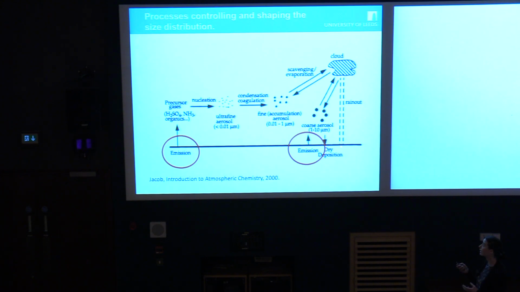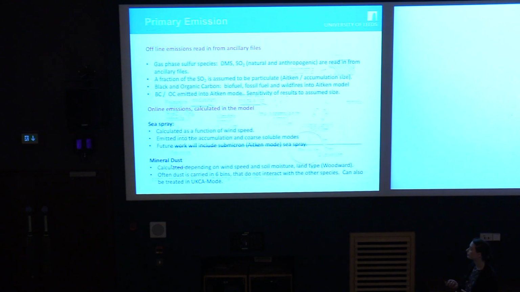As I said, they're the seeds upon which cloud droplets grow, so these aerosol particles can be taken up into clouds, and then they can either be rained out, so that's a deposition, or if the cloud is not precipitating, they're released back to the atmosphere when the cloud evaporates. So I'll go through each one of these processes and explain briefly how it's treated within the model.